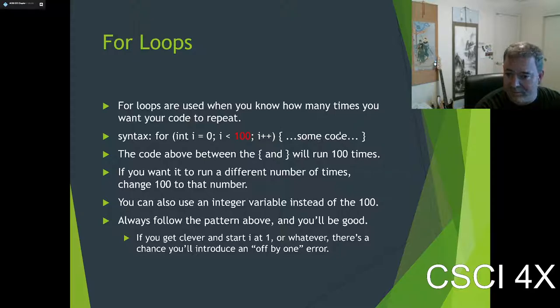And it will run whatever's in that code block 100 times. It could be one line of code. If it's one line of code, you can omit the curly braces as normal. If it's 5 lines of code, it'll run those 5 lines of code 100 times. Okay? And this is a pattern that you need to just engrave into your brain.